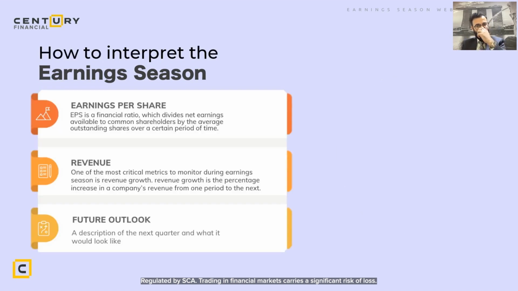Now comes, as I said, how to interpret the earning season. You look at the earning per share, you look at the revenue, you look at the future outlook. So these three, from the entire earnings report, you don't have to see every single thing in the financial statements. Something very important which you must see is the earning per share.